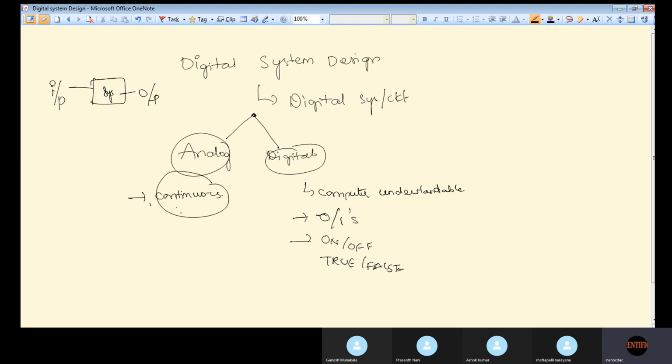So as you told, analog circuits or analog systems are continuous. The voltages and currents vary continuously at different instances. So voltages or currents vary continuously.